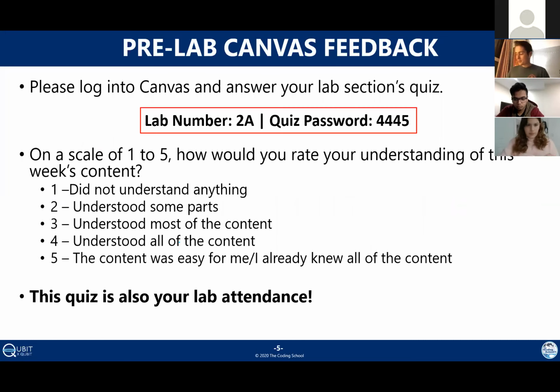So we're going to move on to the pre-lab Canvas feedback. Now, as I said before, for the first time, this is going to be happening on Canvas. So go ahead and get your browsers opened up and go on to Canvas. On there, you should see a quiz that indicates the lab number. And our lab number today is 2A. So make sure you select the right lab number.